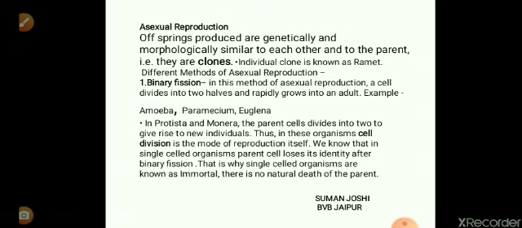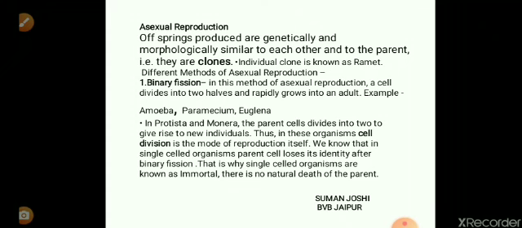Now we will go to the detailed process of asexual reproduction and its types. In asexual reproduction, we have already studied that offsprings which are produced are genetically and morphologically similar, and that is why they are known as clones. One individual, that is one clone, is known as a ramet. Now we'll see the different methods of asexual reproduction.